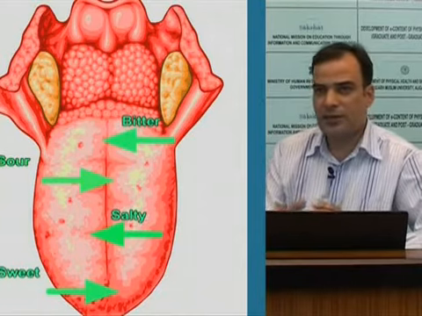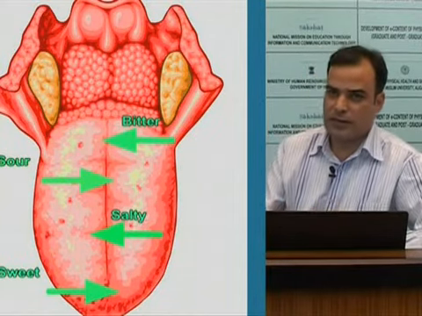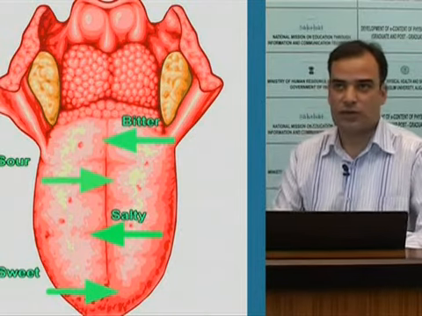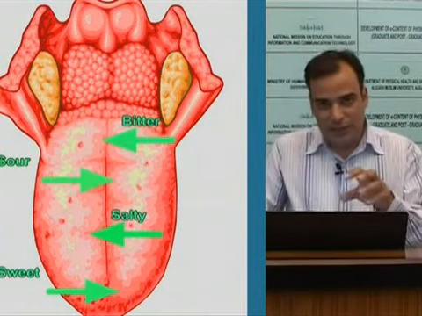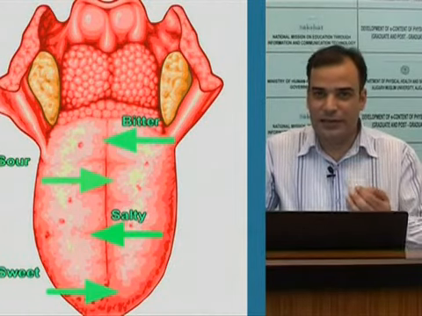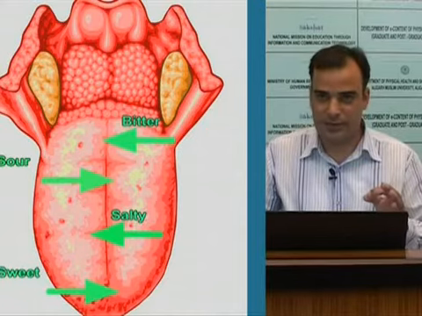Additionally, there may be taste buds on the soft palate, in the epiglottis, and sometimes we even have taste buds in the proximal esophagus also. So it's because of these special sensory organs called taste buds that we appreciate the taste, that is how our tongue appreciates the taste.